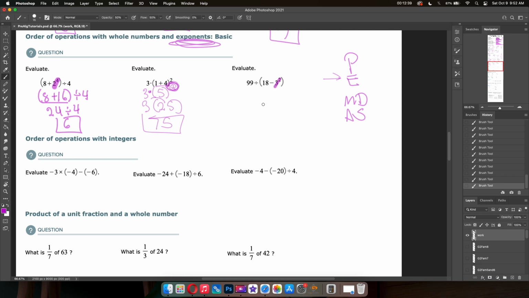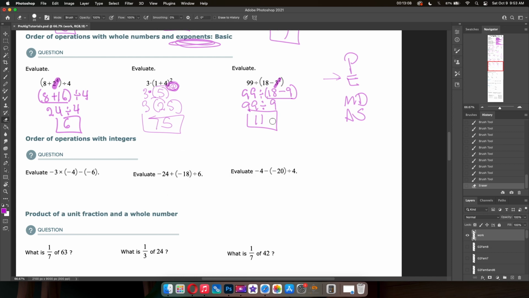And now mix it up again. We have that squared inside the parentheses, so that's what we're going to do first. Divided by 18 minus, what is 3 squared? 9. Okay, and now parentheses come next. So what's 18 minus 9? That's 9. And what's 99 divided by 9 is going to be 11.